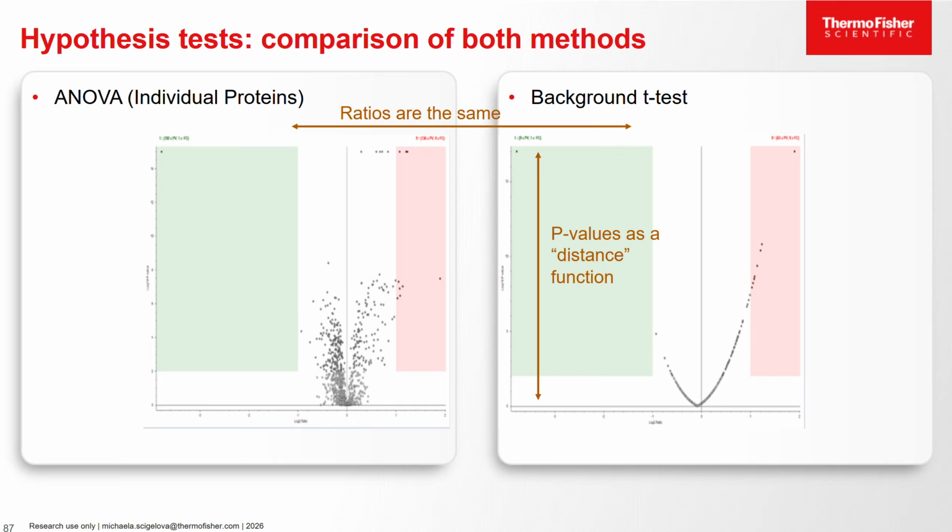Comparing the two tests, they obviously work with the same ratio values. And then we have two different appearances of the plots they produce. ANOVA gives this typical volcano plot, while the background t-test is giving a bit strange, a lot of people consider it strange, plot looking like a parabola. It's showing you basically a distance function from the background. This parabola shape will appear when the number of your background values is quite limited and there is only one population. Maybe you have just above those 500 proteins, which is an absolute minimum.